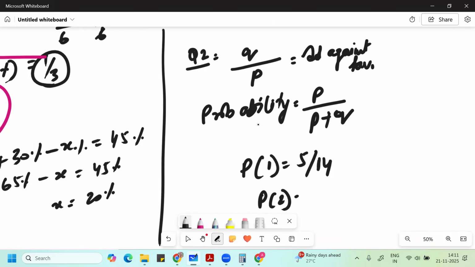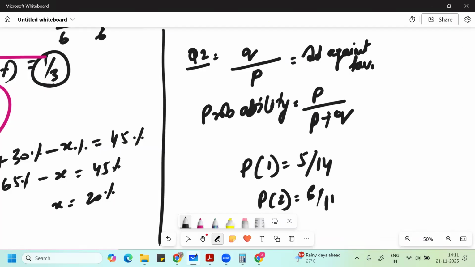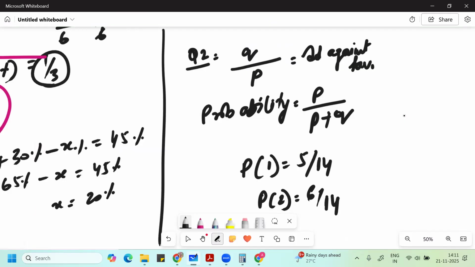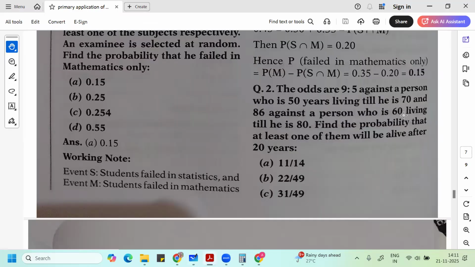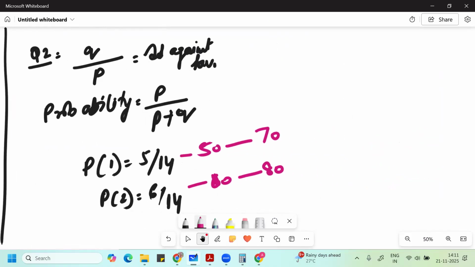And for the second case, 8 is to 6 means 6 by 14 would be the probability that the person who is 60 will live till 80. Who is 50, he will live till 70 is 5 by 14. What is the probability that at least one of them will be alive after 20 years?